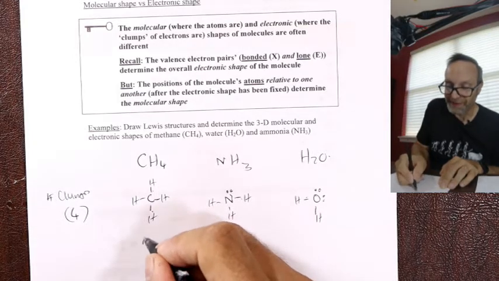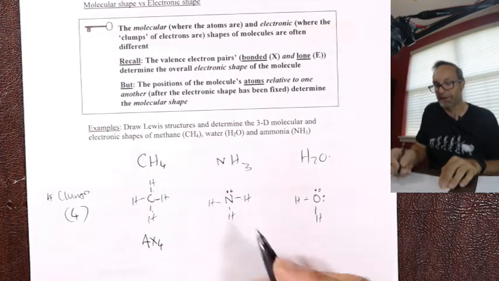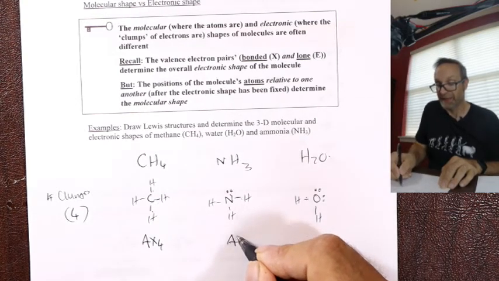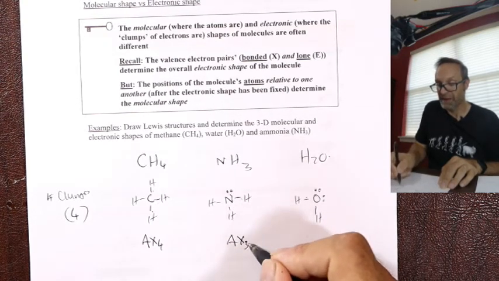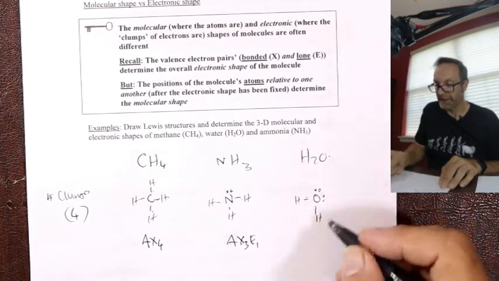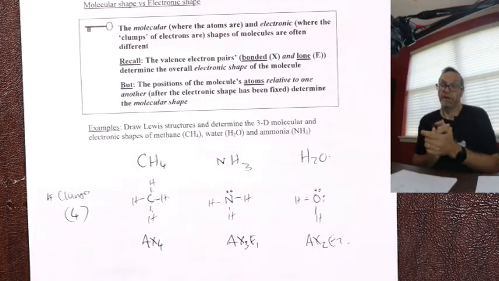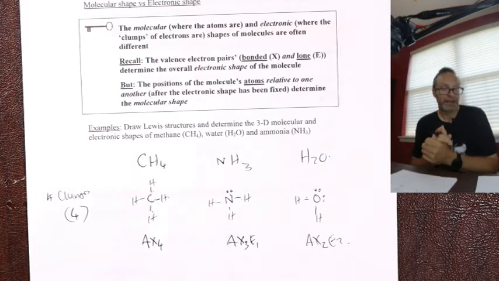Now, in our terminology, that's an AX4 system because each of the clumps is a bond, right? This is an A, can you tell me? X3E1 system. Three bonds, one lone pair. Here, you tell me, AX what? 2E2. Fair enough.